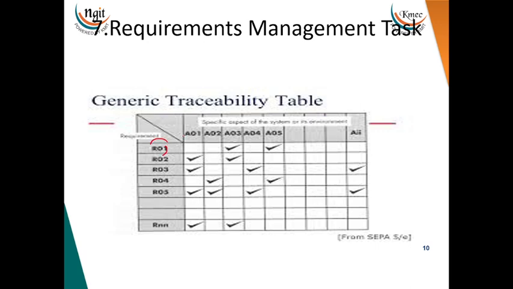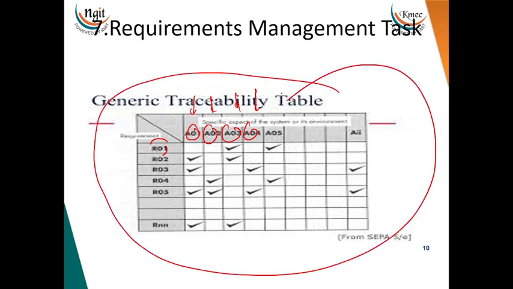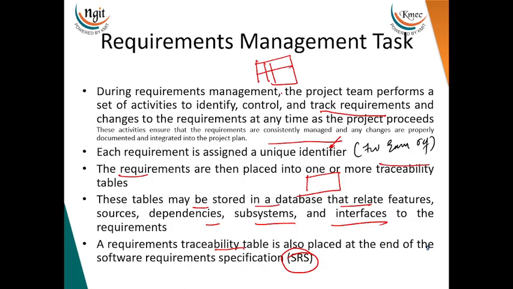This is the requirement name, and this is its part. Requirement 2, requirement 3, and A01 is the batch which is going to do it. A2 is going to this part, A3 is going to this part, and so on. This is the generic traceability table mentioned here. So what is requirement management? It is a traceability table which keeps it, and it is stored in the table. Each requirement gets a point here.